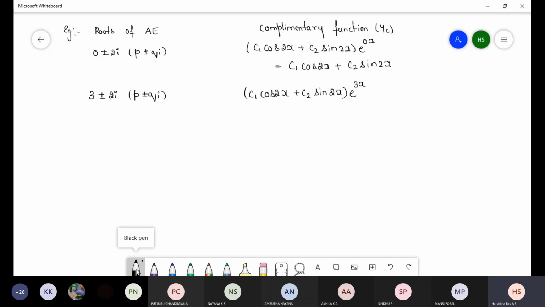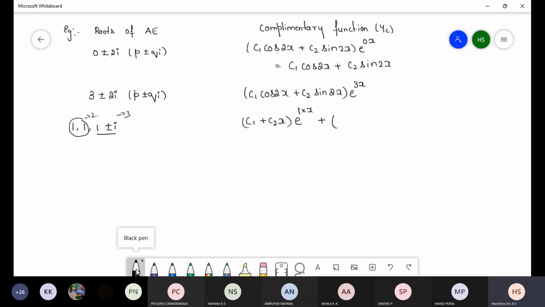Next, it is in the mixed form. Repeated roots, then complex roots, means a combination of case 2 and case 3. These two will come under case 2 and this is case 3. So case 2, what does case 2 say? C1 plus C2x for the repeated roots, e power m value, same. So I write e power 1 into x.